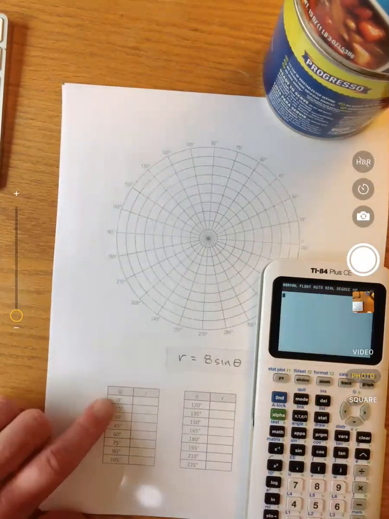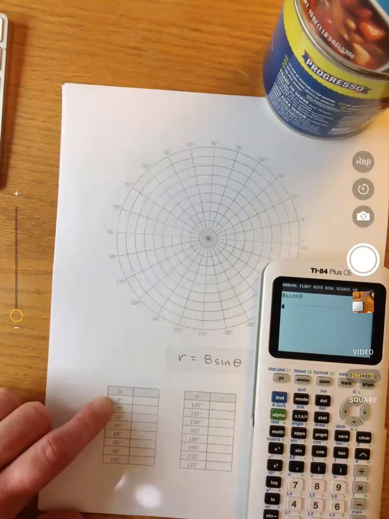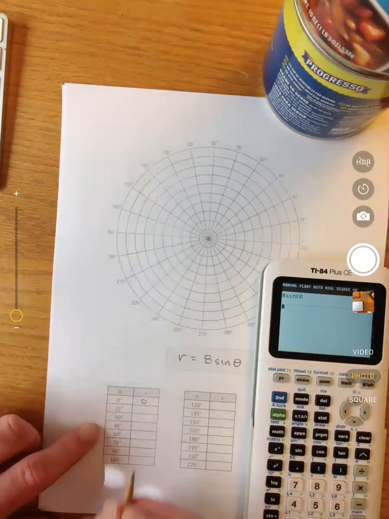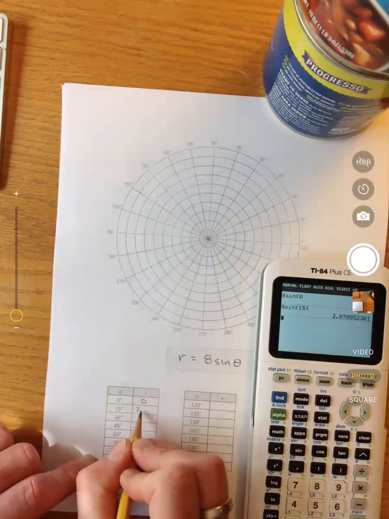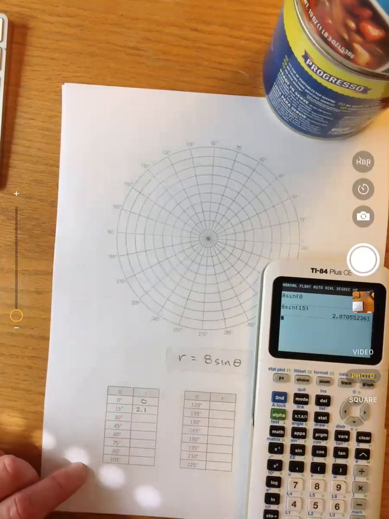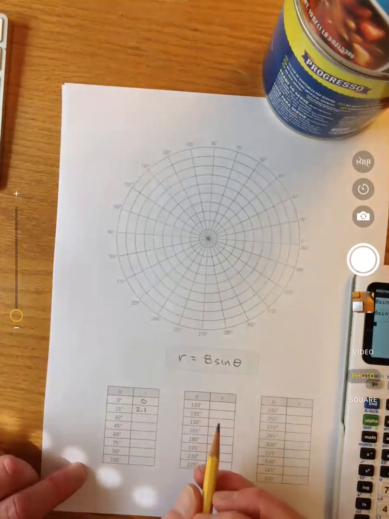Now I'm just going to do 8 sine of 0. Well, obviously I should have known that, sine of 0 is 0. 8 sine of 15. Now I'm in degrees, so it's going to give me degrees. So that's 2, let's say 2.1. I'm going to stop here and let's plot those two points right now.